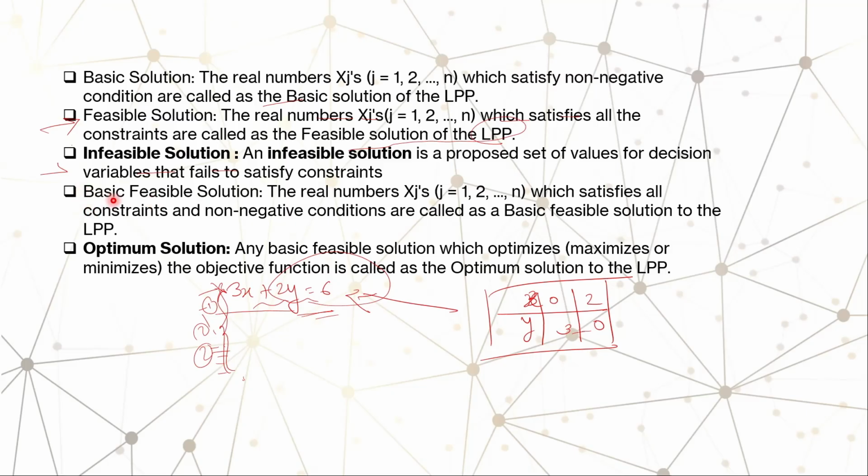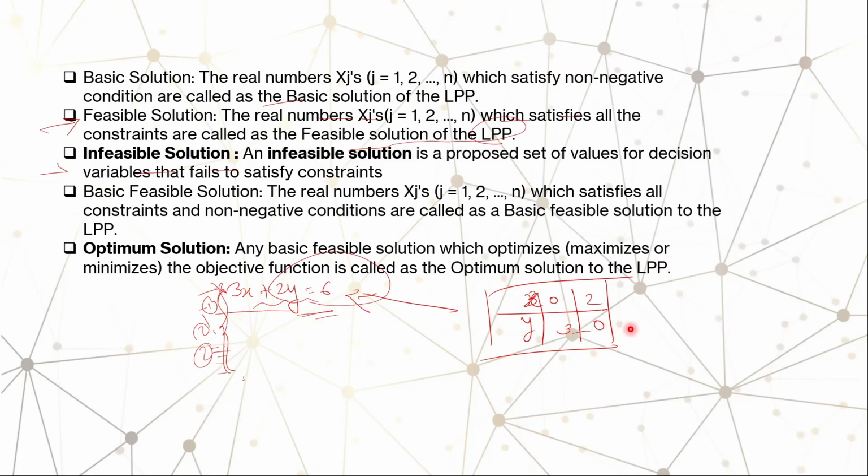Now further, the next definition is basic feasible solution. The real numbers which satisfy all constraints and non-negative conditions are called a basic feasible solution of the LPP. Next definition is optimum solution. Any basic feasible solution which optimizes the objective function is called an optimum solution of the LPP. Now, the main motto is to find the optimum solution of the LPP.